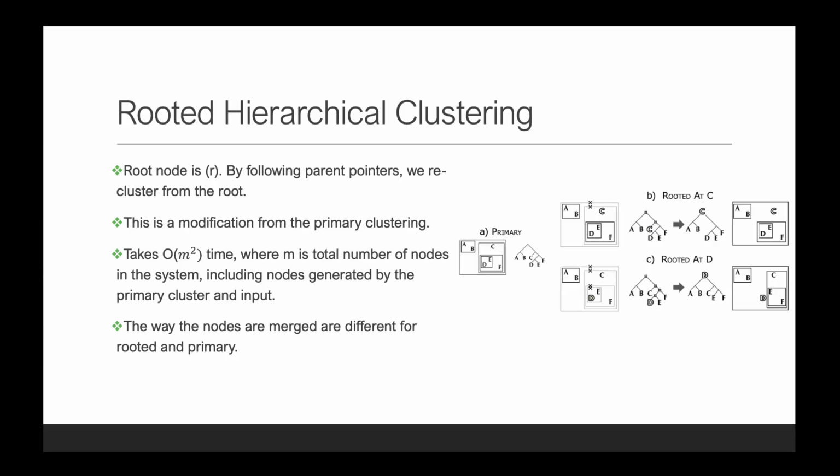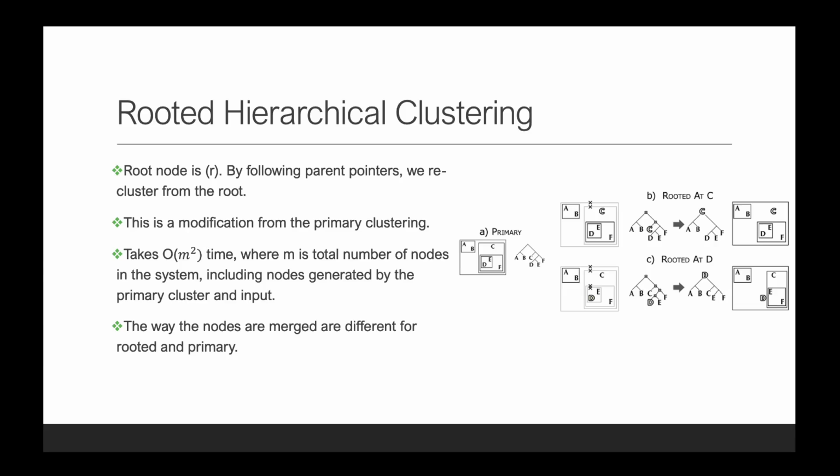Rooted hierarchical clustering. The tree produced by the primary hierarchical clustering is not suitable because its root is a combination of clusters of input nodes. For a given root node R, we accumulate the nodes to be reclustered by following parent pointers from node R to the root of the primary clustering P. This is a modification of the primary clustering.